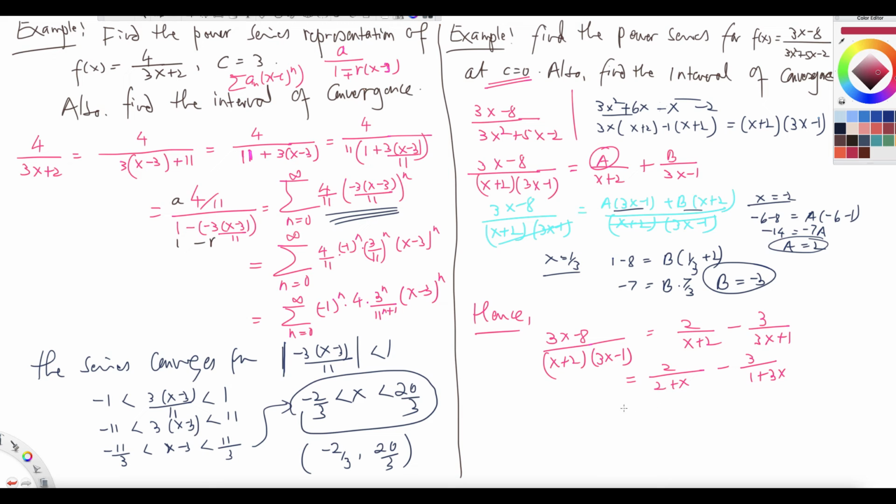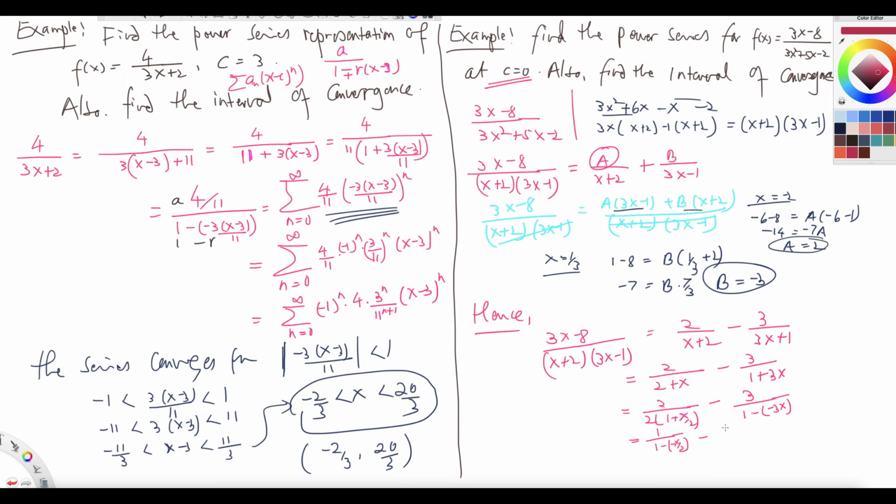So let me take 2 out: 2 over 2 times (1 + x/2). That's what you get. And for the second term, there is already a 1 in the denominator, so you can write minus 3 over (1 - 3x), a function of x, both of them, right? Let me cancel that 2 over 2. You will get 1 over (1 + x/2), which you can write as 1 over (1 - (-x/2)), because we know that 1 over (1 - r) is the geometric series.